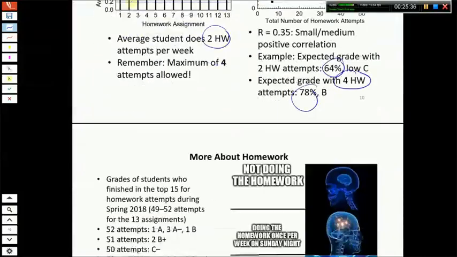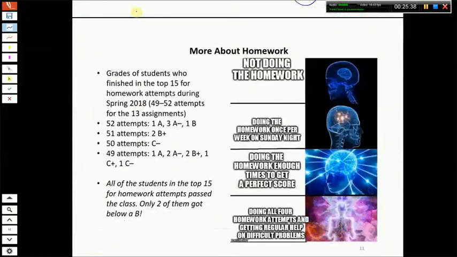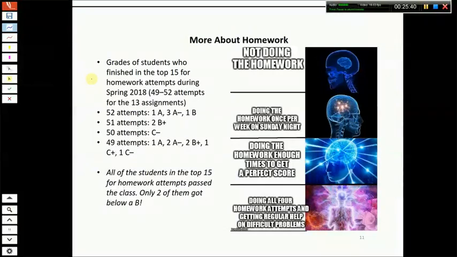Now, to give you some more examples of how this works. What I'm listing here on the left are some of the statistics. I randomly selected the top 15 overachievers in last year's class. These are the 15 people that did the most attempts out of the whole class, which ranged between 49 and 52. So 52 is the absolute maximum. There were about 5 students who did every single homework attempt allowed to them, and then 10 others that were pretty close to doing that, just missed maybe 2 or 3 the whole semester.